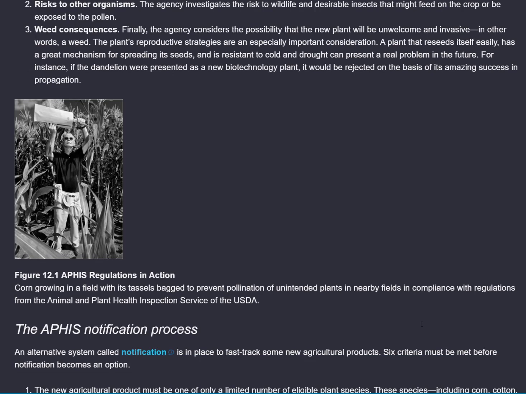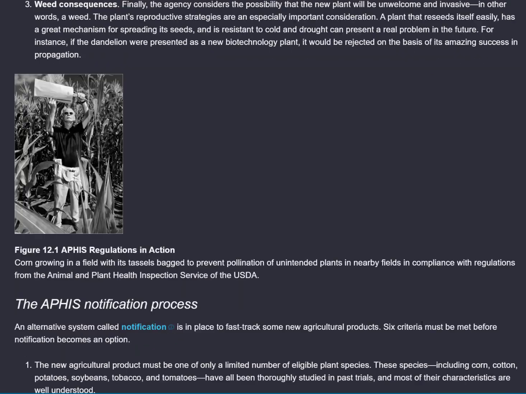Risks to other organisms. The agency investigates the risk to wildlife and desirable insects that might feed on the crop or be exposed to the pollen.